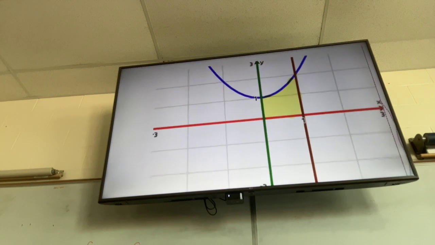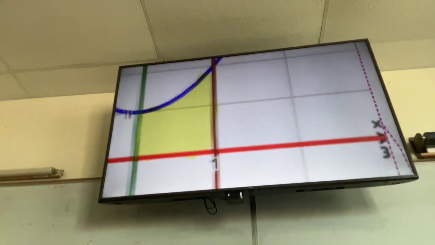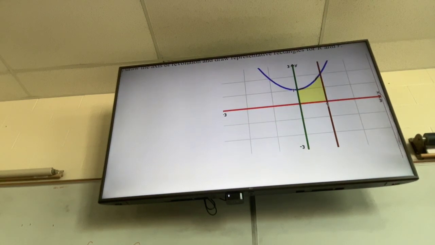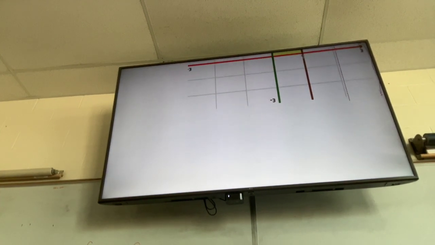The axis of revolution is in pink on the right. Oh, it's all the way over there, on the very right side of the screen. Okay. So again, our axis of revolution, is it vertical or horizontal? That's on three. There's our axis of revolution, x equals 2. Ground line is x equals 1.